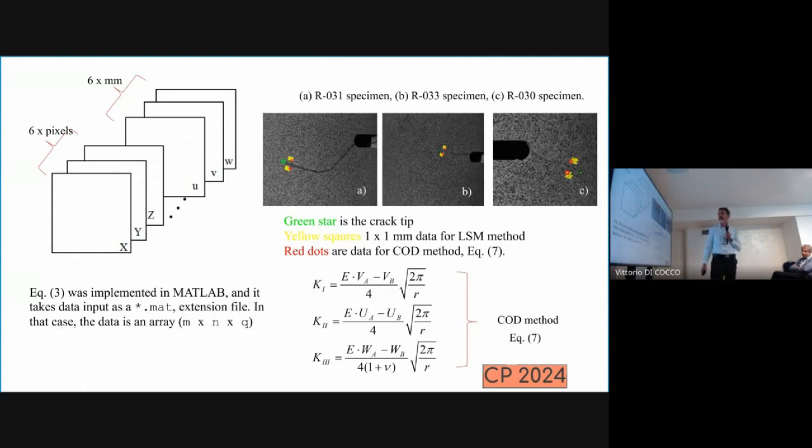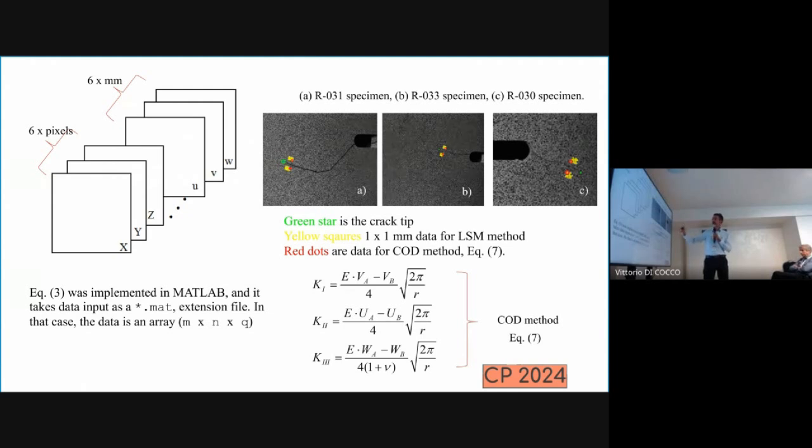These matrices show the 6 matrices for data in pixels and 6 matrices for data in millimeters, which are 3 for position and 3 for displacement. Basically, it is an array m times n times q, where m and n are the resolution of the picture, and q is the number of matrices you have. Some results here of the samples.